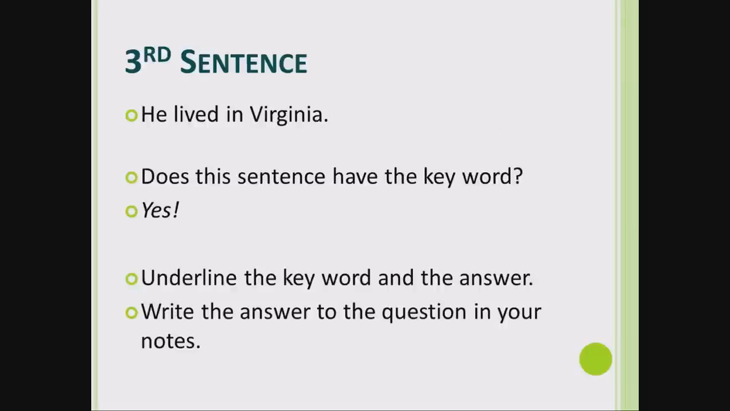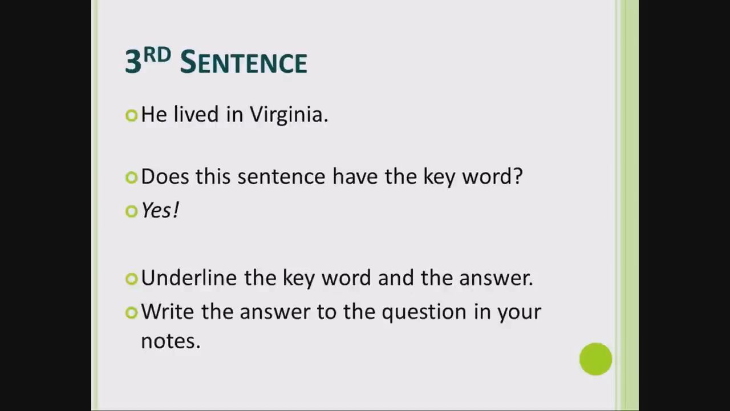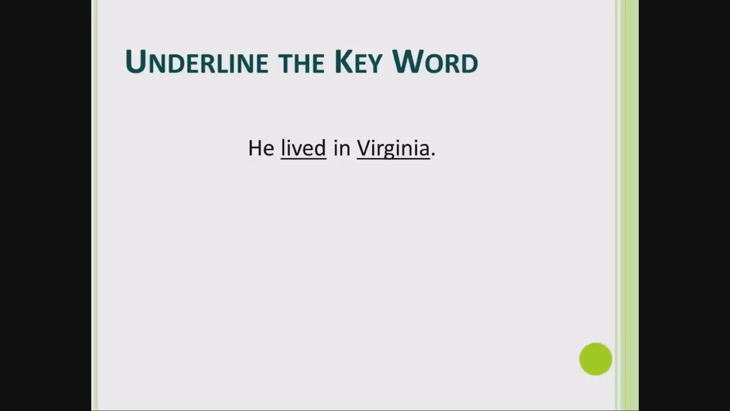Third sentence. He lived in Virginia. Does this sentence have the key word? Yes. Underline the key word and the answer. Write the answer to your question in your notes. Underline the key word. He lived in Virginia.